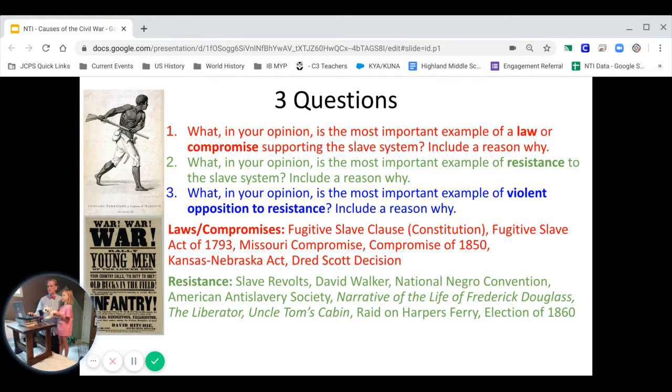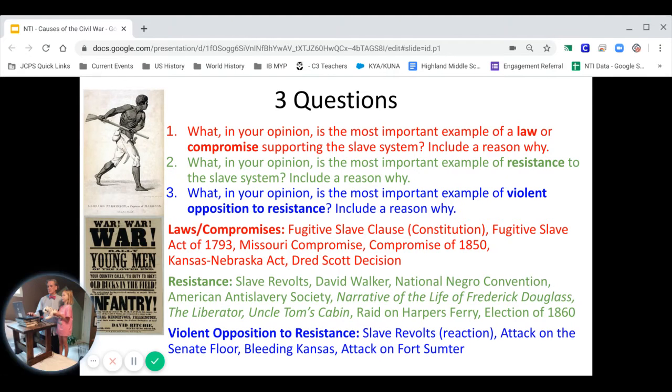We will look again at the raid on Harper's Ferry, which you looked at for language arts, and the election of 1860 and some violent opposition. We'll look at some slave revolts and how people in power reacted to these. We'll look at an attack that occurred on the Senate floor. We'll look at Bleeding Kansas again, and then we'll finish with the attack on Fort Sumter.